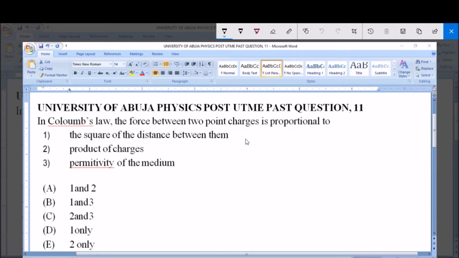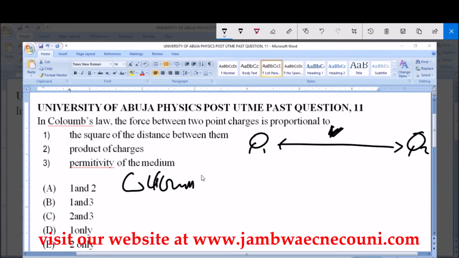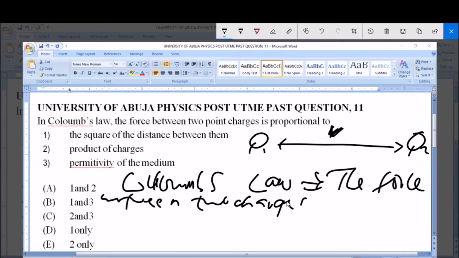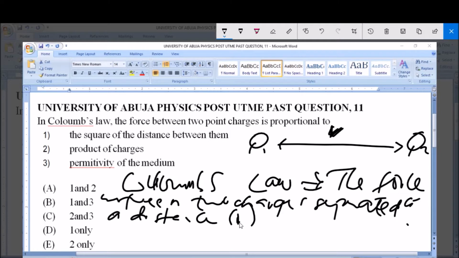Now, let's say there are two charges, Q1 and Q2, separated by a distance R. According to Coulomb's law, it says the force between these two charges, Q1 and Q2, separated by a distance R, is directly proportional.